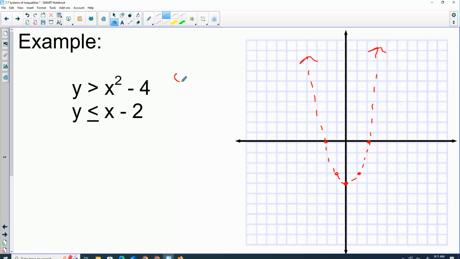Trying to decide where to shade, if you put in 0, 0, you get 0 is greater than -4, which is true. So 0, 0 works. So what we're doing is shading inside the parabola here.